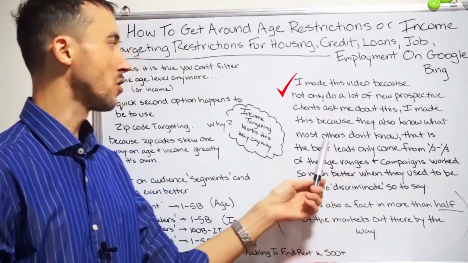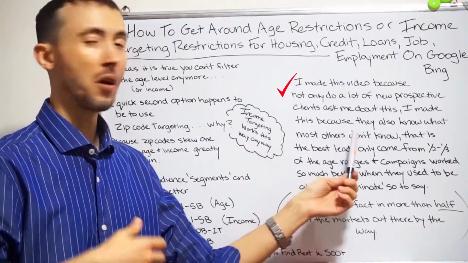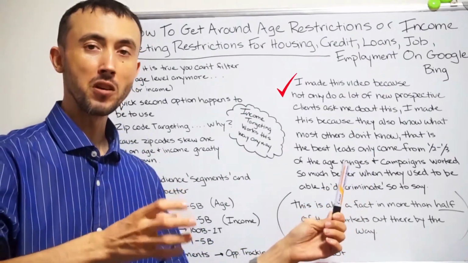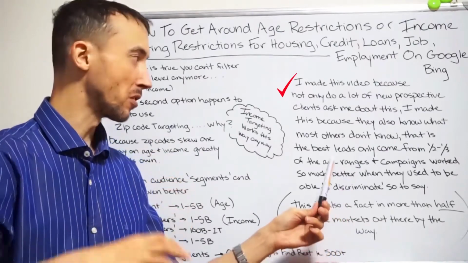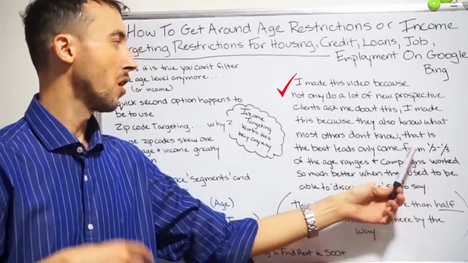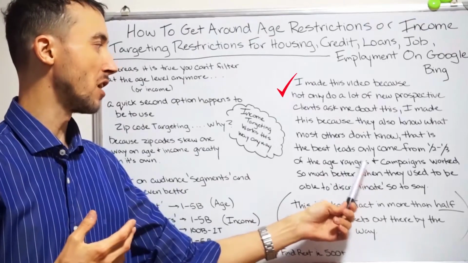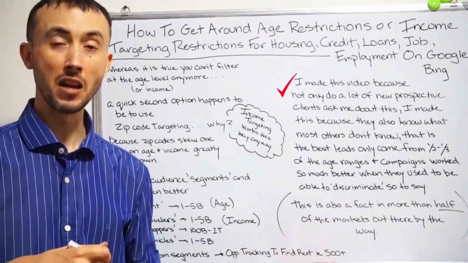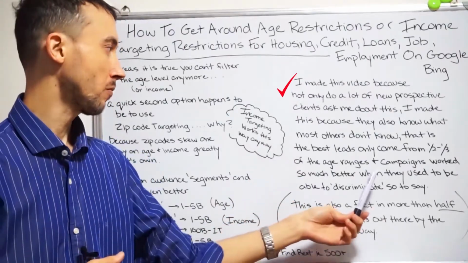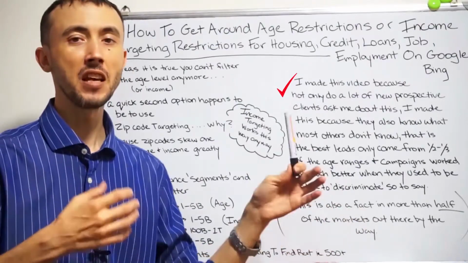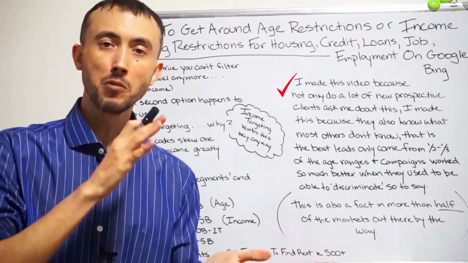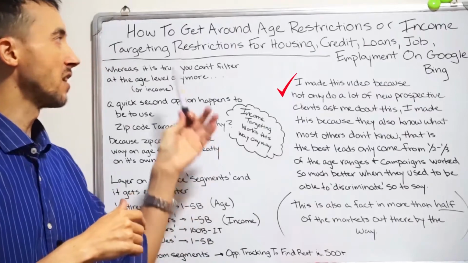I also made this to tell other people what most people don't know: that the age and income demographics are important to use, because the best leads come from one half to one third of the age ranges or income demographic ranges out there in at least half of the markets. And the people who said they did know this before were a lot of times able to make money before these restrictions came up.